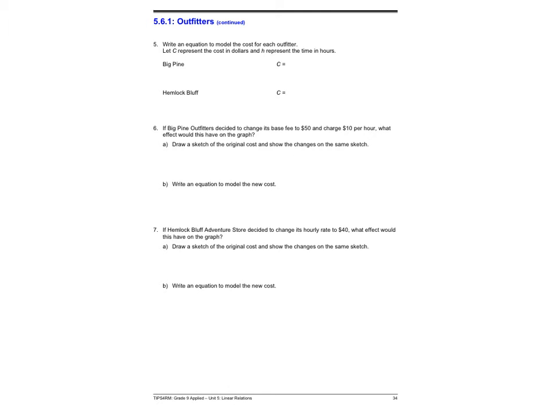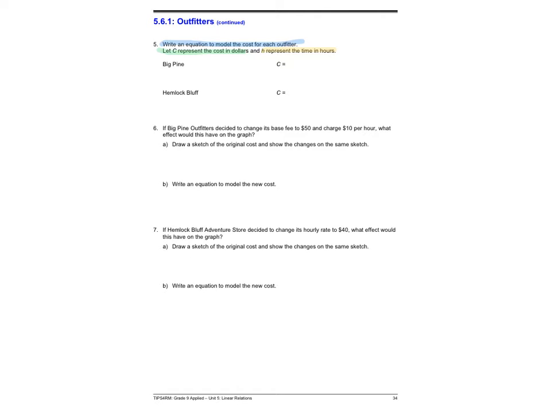Alright, so we are resuming after getting that worksheet out, and we look at question 5, which asks for us to write an equation to model the cost of each outfitter. We're given some information here. We're going to use the letter C to represent the cost in dollars. We're going to use the letter H to represent the time in hours. Okay? And we need to look at our previous sheet to get this information.